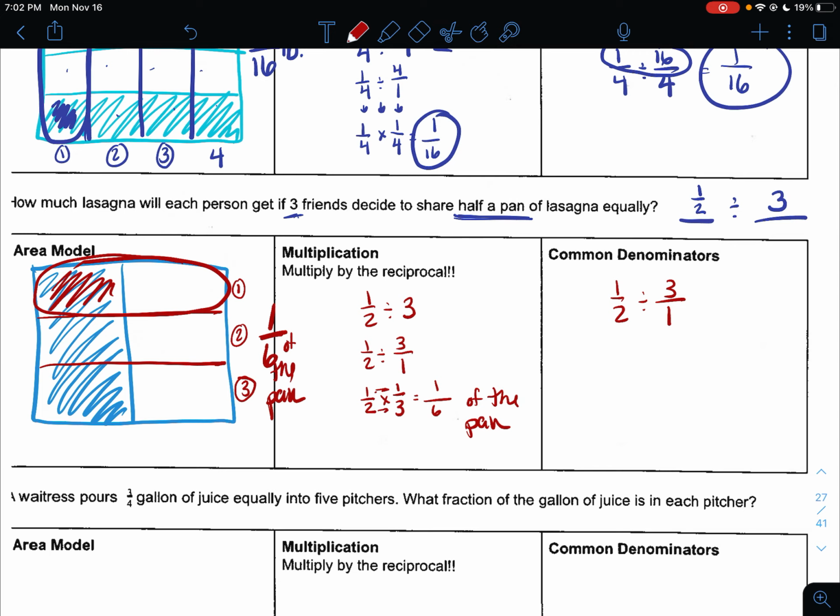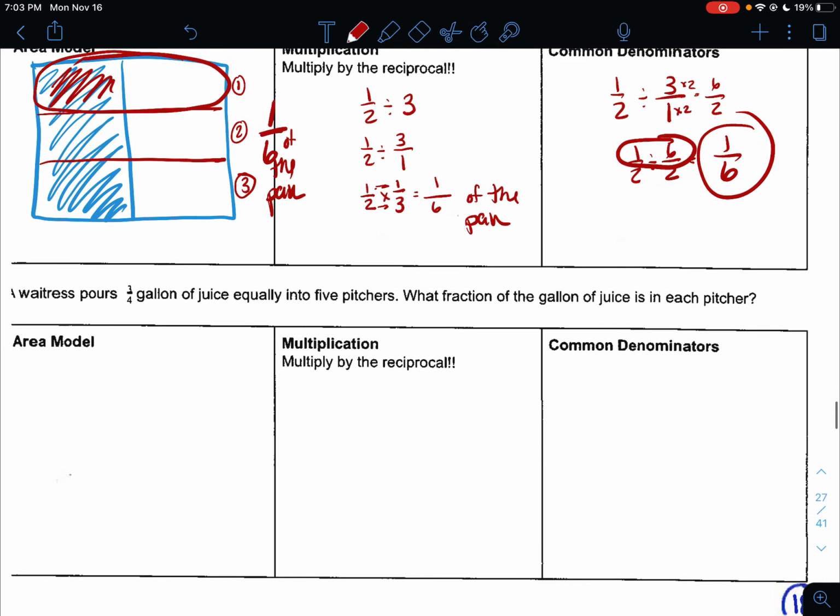So common denominators, we have 1/2 divided by 3/1. We want to make the denominators the same. 2 would be the easiest. So we get 6/2. So 1/2 divided by 6/2. So just divide the numerators. 1 divided by 6. There you go.